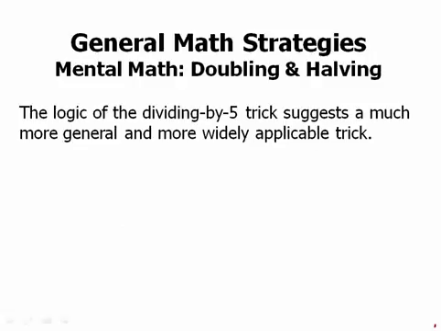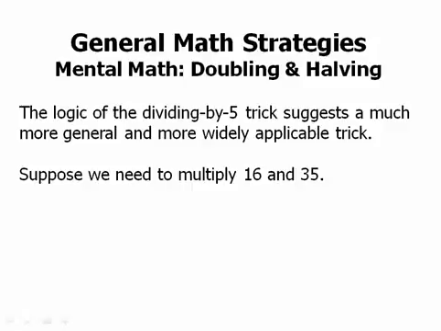In this video, we'll talk about one of my favorite mental math tricks, doubling and halving. The logic of the dividing by 5 trick talked about in the last video suggests a more general and more widely applicable trick. Suppose we need to multiply, say, 16 times 35. Now that would be a little bit challenging to do in your head without a calculator, 16 times 35.